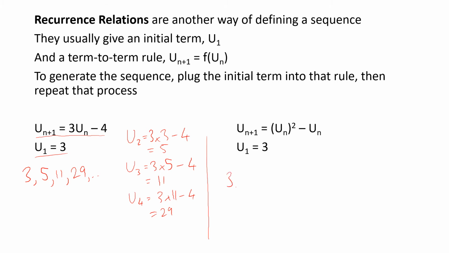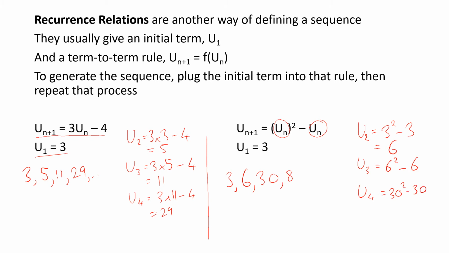Do the same thing here. We start with 3, and then the formula this time uses the previous term twice. It goes u_n squared, take away u_n. So we're going to start by doing 3 squared, take away 3, which is just 6. Okay, maybe there's a pattern here. u3 is going to be 6 squared, take away 6, so it's going to be 30. u4 is going to be 30 squared, take away 30, which is 870, and no, this is getting very, very big, very, very fast. Again, not arithmetic, not geometric, but it's a sequence and it's defined and we can say what it is.